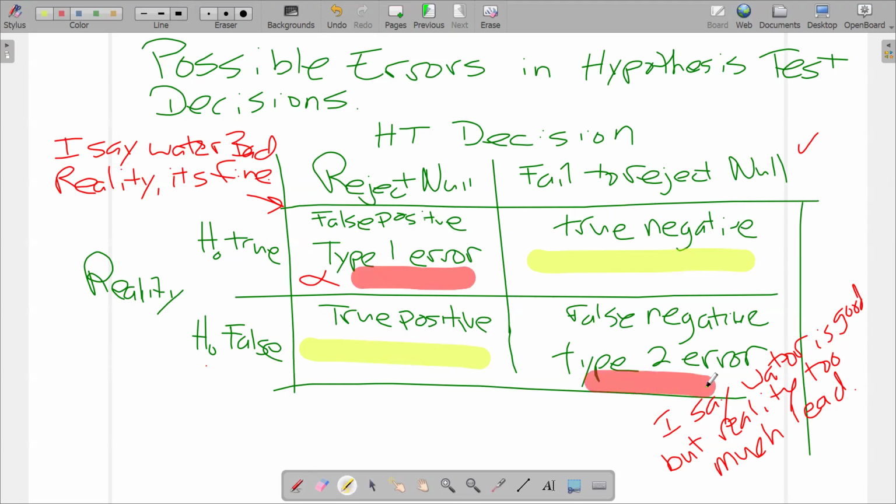A type 1 error is when we reject the null and support the alternative, but the population is really what the null said it was. Alternatively, we could fail to reject, but the null was false. And again, that's another error in the decision process.